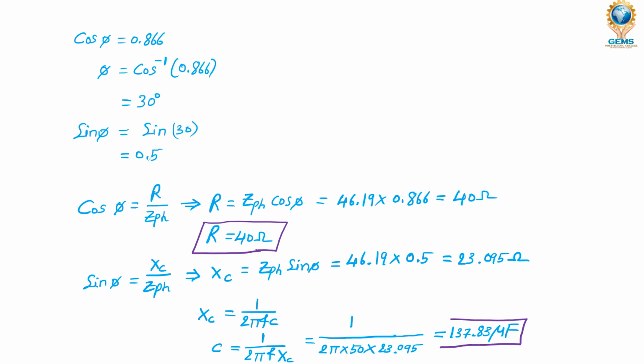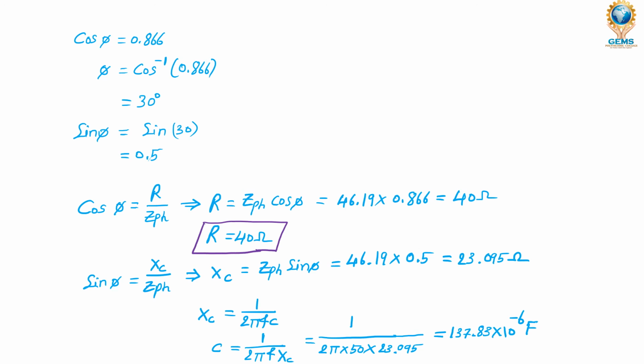Micro means 10 to the power minus 6. Here what we will get exactly is 137.83 into 10 to the power minus 6 farad. So we can write 10 to the power minus 6 as micro.